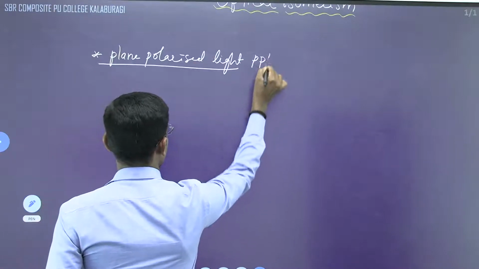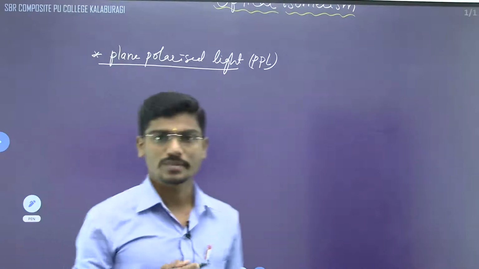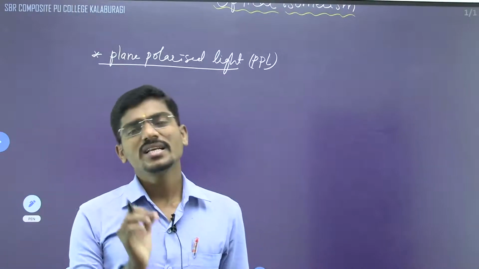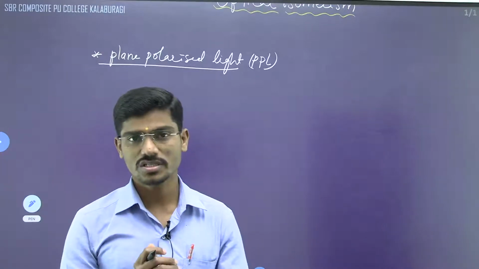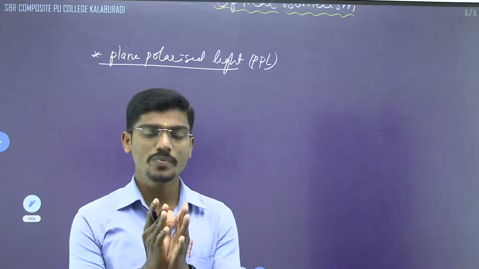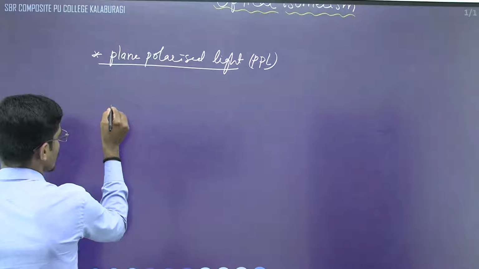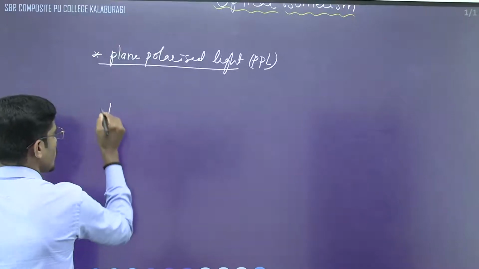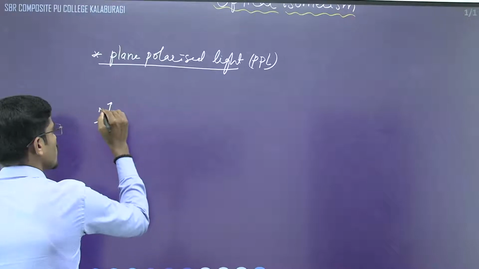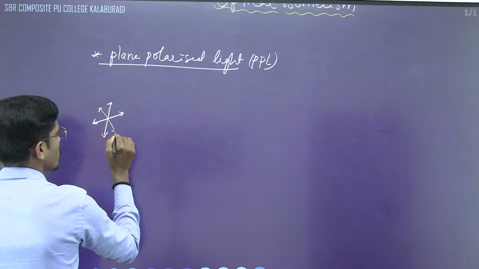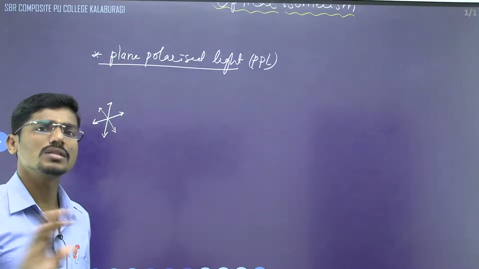PPL, plane polarized light. So here, as we know, ordinary light consists of electromagnetic radiations which are vibrating in all the directions. So let us consider an ordinary light. This is an ordinary light which vibrates in all the possible directions.